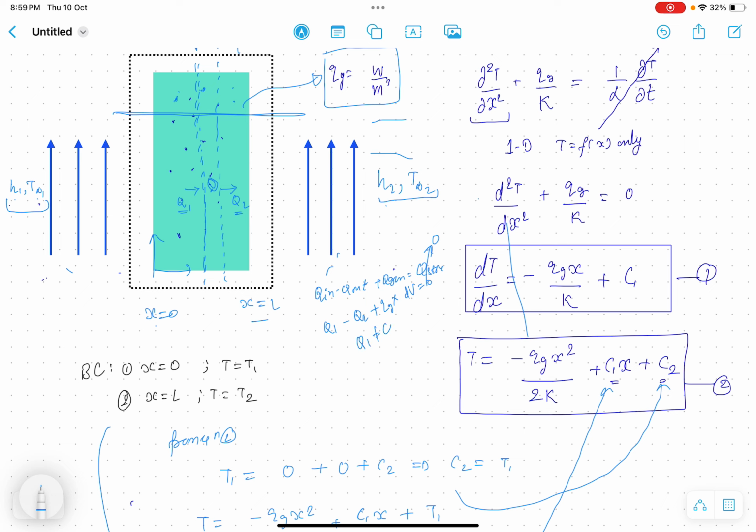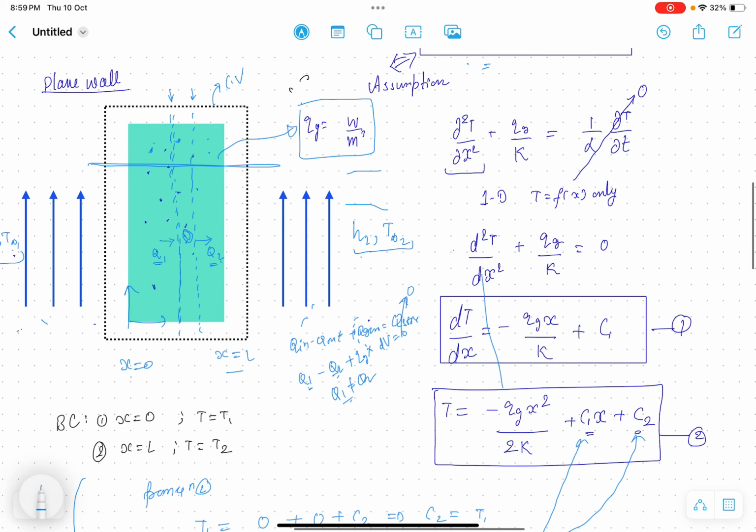So Q1 is not equal to Q2. We can apply Fourier law at a particular section but not for the whole body in this case, because heat is not the same at every plane. But in the previous section, there was no internal heat generation, that's why Q1 was equal to Q2. If there is no heat generation, then Q1 equals Q2, because there is no internal heat generation between the two points inside the body.